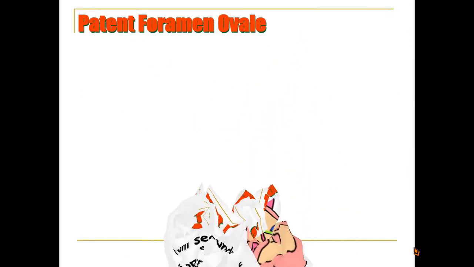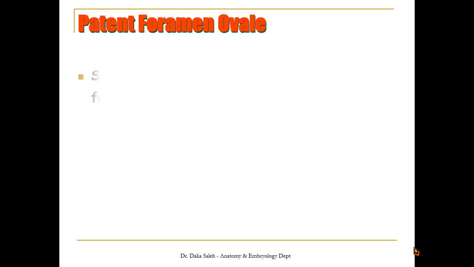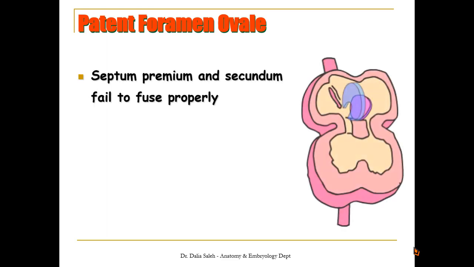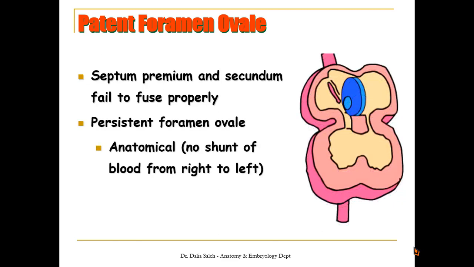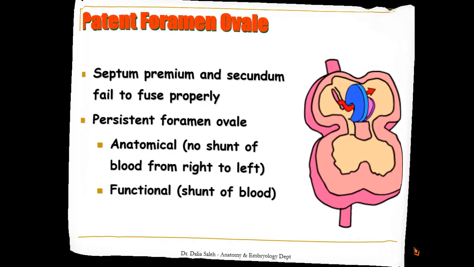Anomalies related to the persistence of foramen ovale arise when septum primum and the secundum fail to fuse together. So this persistent foramen ovale could be an anatomical defect, where there is just an anatomical passage between the two atria, but there is no shunt of blood from right to left. Or the persistent foramen ovale could be functional when there is shunt of blood.